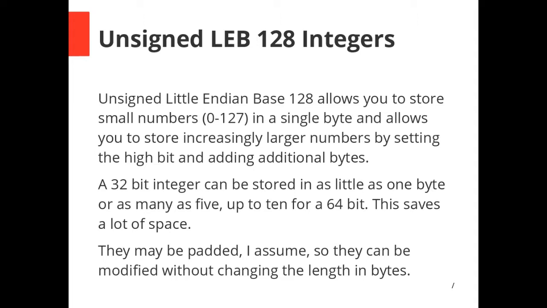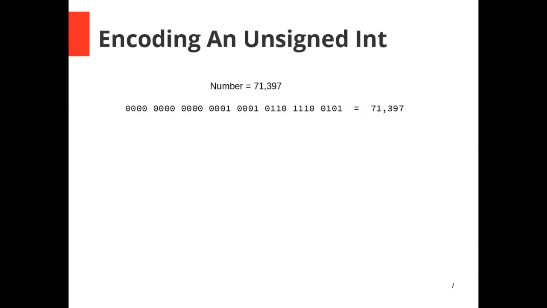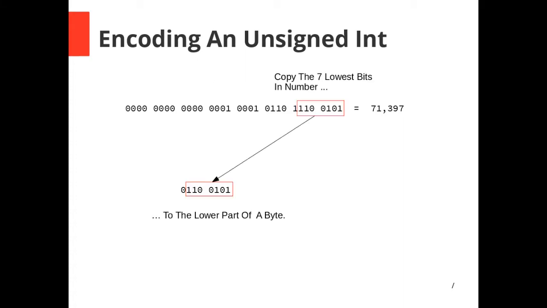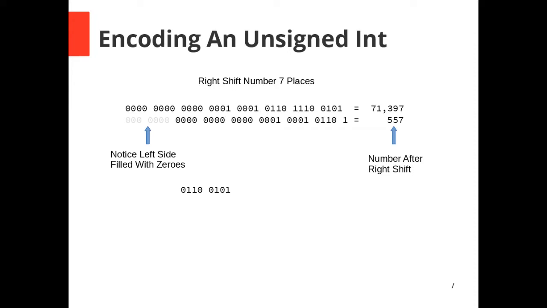For my example, I picked a number at random, 71,397. Here it is in binary. Begin by copying the lowest 7 bits to a byte. Right shift the number 7 places.